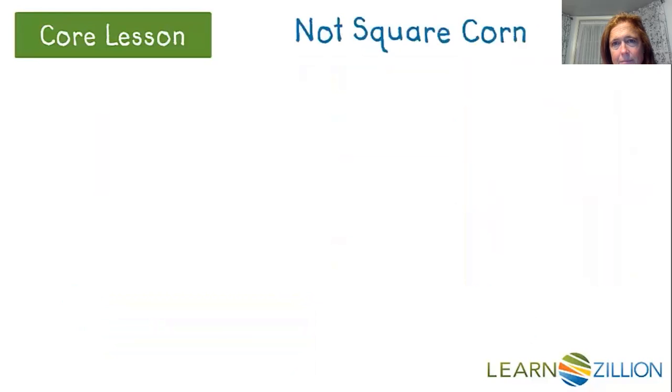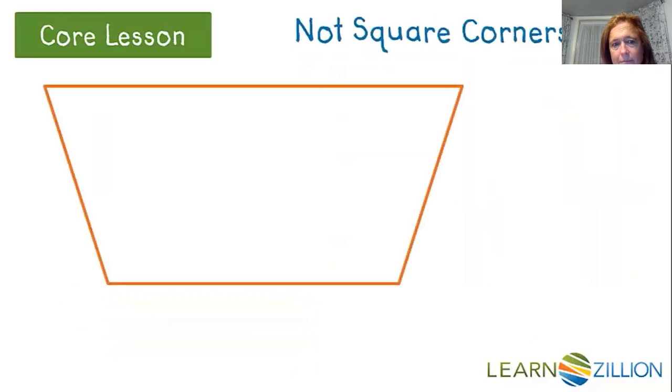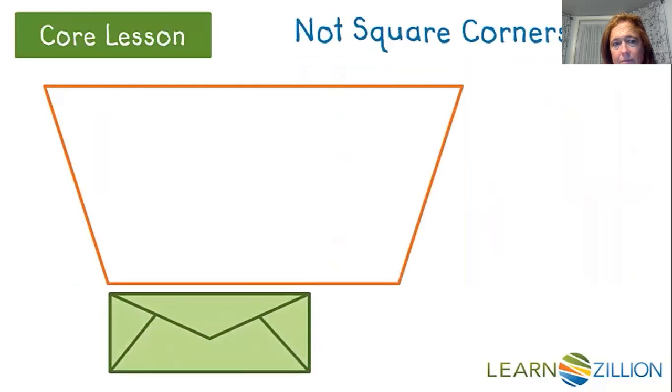How do I know if a shape does not have square corners? Let me check these corners. I'll place an envelope in this bottom left corner.